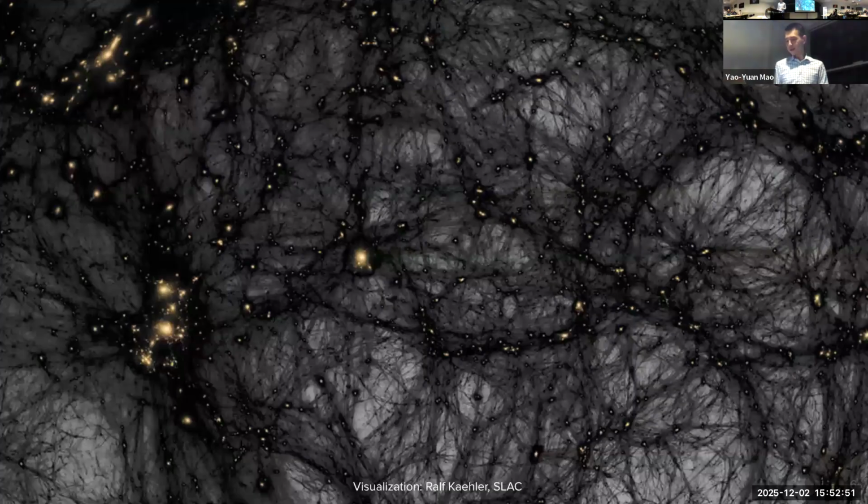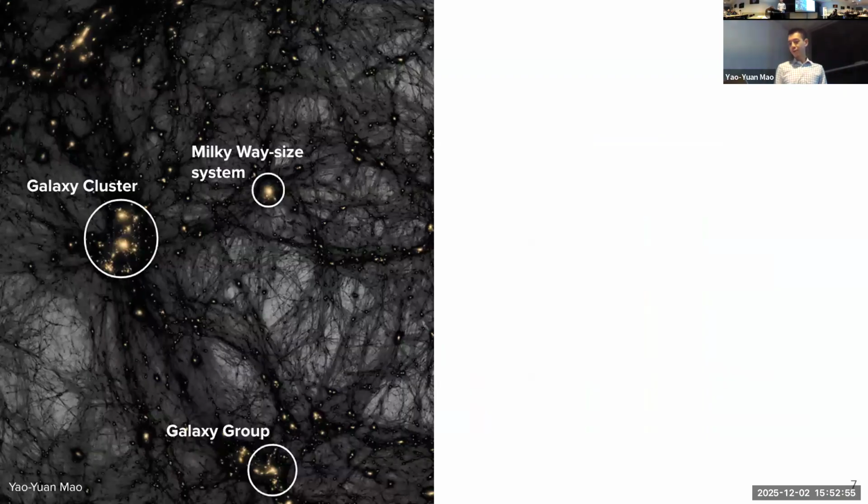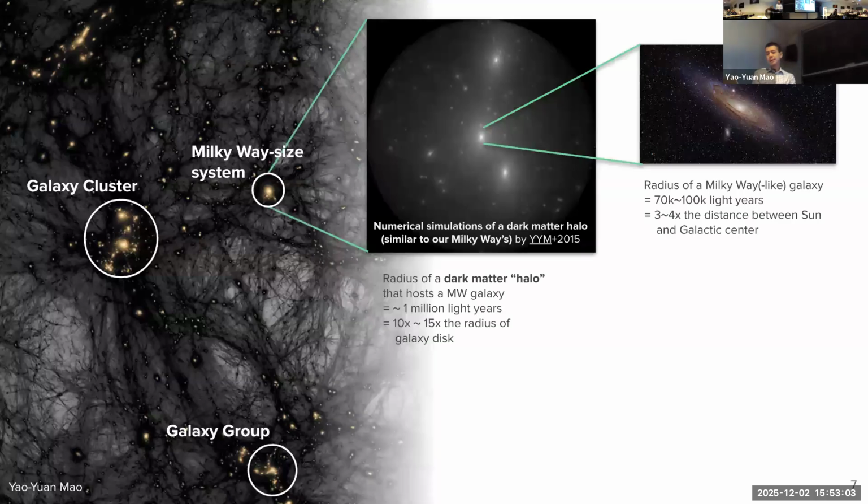Okay, so that is what I was showing you just before. I mentioned that we have galaxy clusters and galaxy groups, Milky Way-sized systems. This kind of structure is ubiquitous throughout the universe, obviously, if you believe in dark matter. One thing I want to highlight, and I know you probably all know this, but sometimes it's easy to forget.